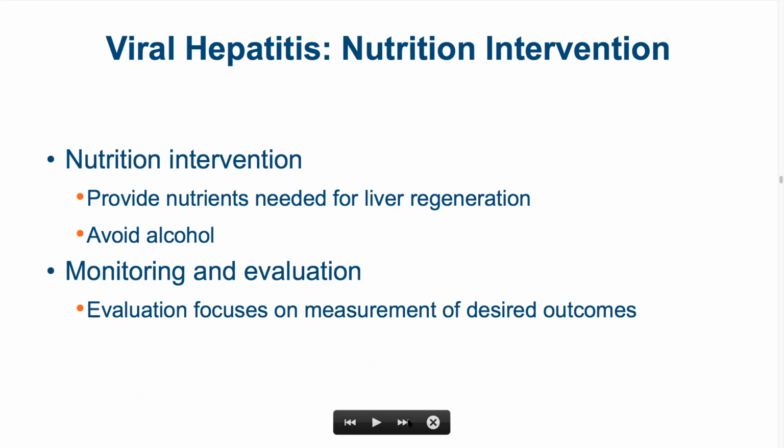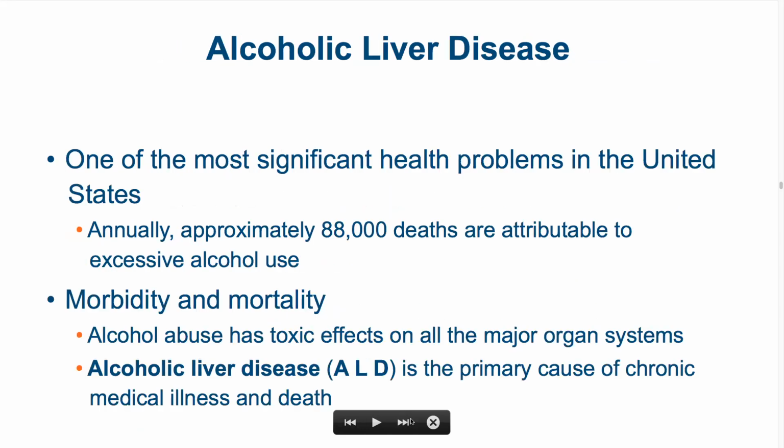Nutrition intervention: provide nutrients needed for liver regeneration, avoid alcohol, monitoring and evaluation. Evaluation focuses on measurement of desired outcome. Alcoholism, alcohol abuse represents one of the most significant health problems in the United States. It is a costly disease with serious physical, psychosocial, and nutritional implications.